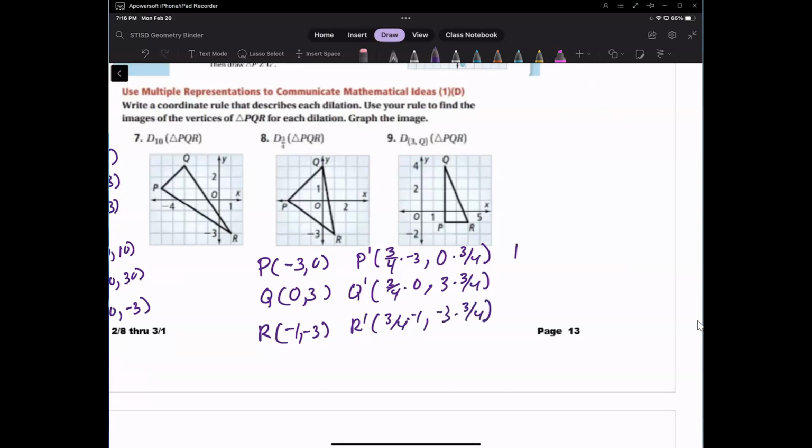So if I wanted to find P prime, it's going to be -9/4, comma, 0. Q prime, it's 0, comma, 9/4. R prime is going to be -3/4, comma, -9/4. So the rule, we just have to multiply the x and the y by 3/4.